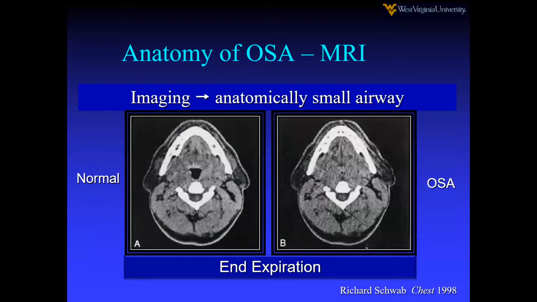And another one of his publications shows the normal airway on the left at end expiration versus the OSA airway on the right. So end expiration during awake is the most minimal muscle tone of the airway. And during sleep, that's when the obstructions actually would occur as you're trying to inhale against this closed airway. So I thought this was a pretty remarkable slide.